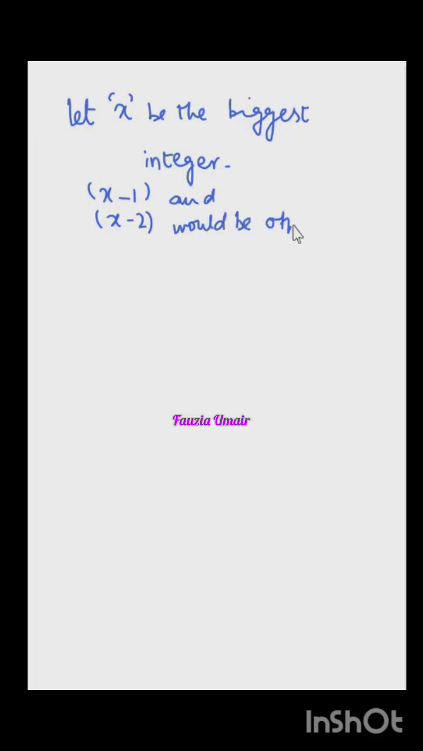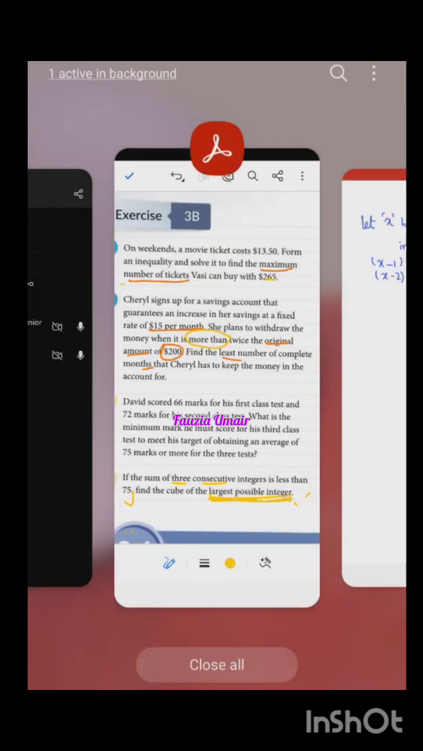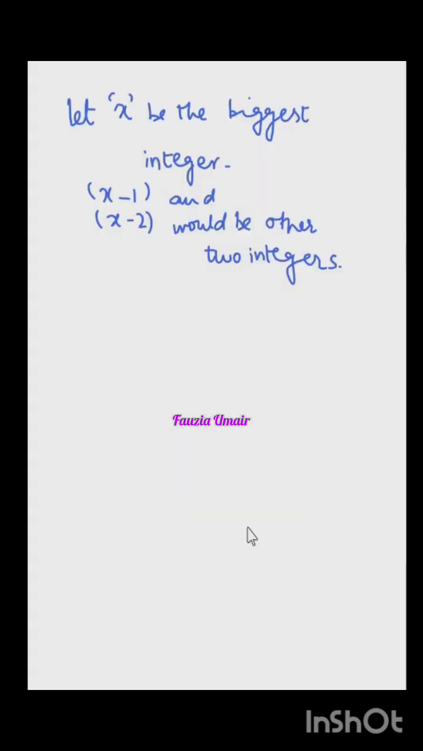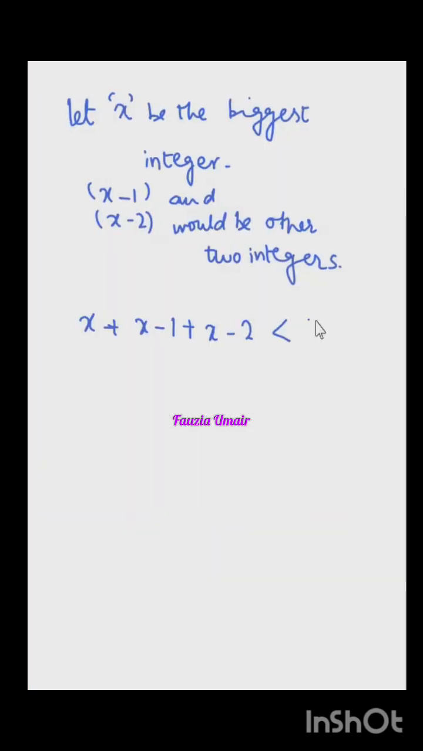Yes, miss. So we will write down x and x minus 2 would be the other two integers. Now let's form the equation. The question is that the sum of three consecutive integers is less than 75, so we will add them all. x plus x minus 1 plus x minus 2, the sum of the three integers, is less than 75. So now we will solve: 3x minus 3 less than 75.